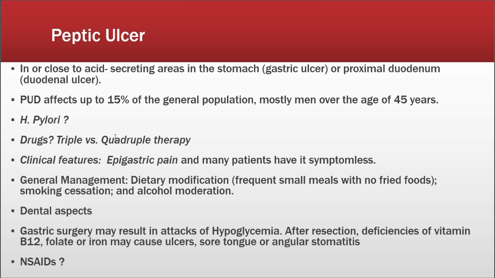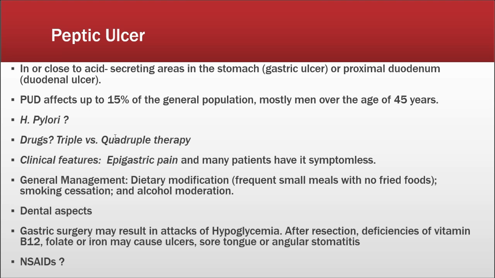Now we ask the patient to have small, frequent meals with no fried food, to stop smoking, and to moderate alcohol. Non-steroidals are contraindicated because non-steroidals will get rid of the prostaglandin layer over the stomach, and this will cause loss of protection. So this will cause more ulcers and more pain.